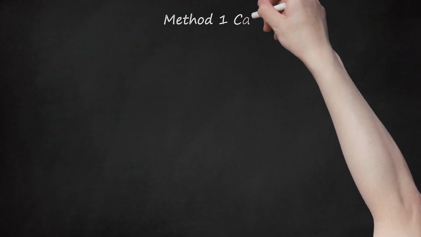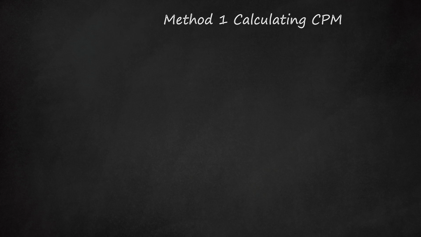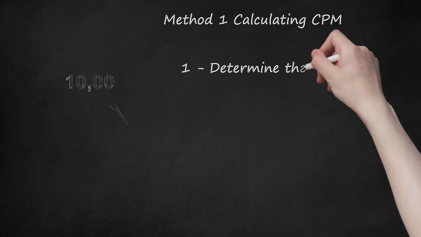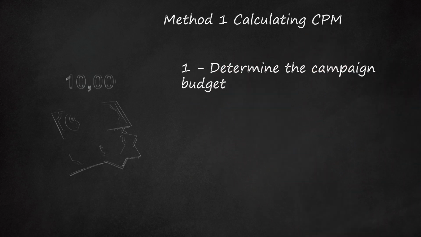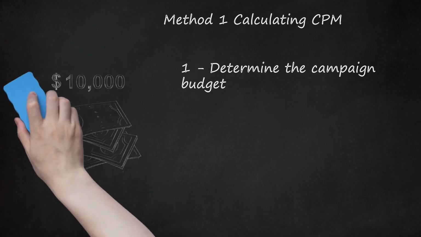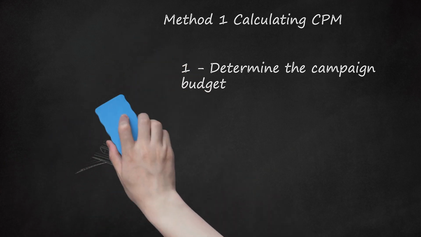Method 1. Calculating CPM. 1. Determine the campaign budget. An ad campaign is used to convey an idea or product to an audience. If you decide you have $10,000 to spend on advertising, this is half of the data needed for calculating the CPM.